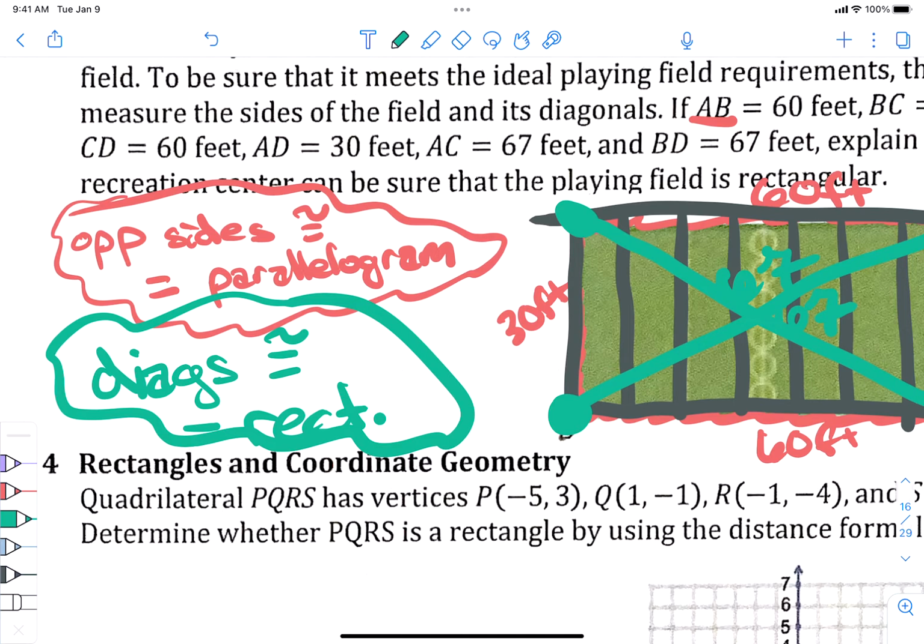We know if the opposite sides are the same, it's a parallelogram, but then from there, if we measure the diagonals, it has to be a rectangle, right? That's kind of how that works.